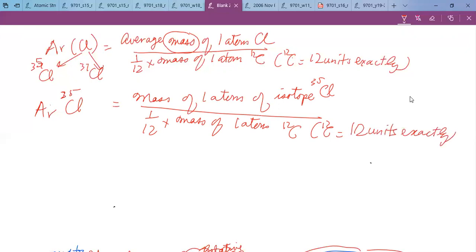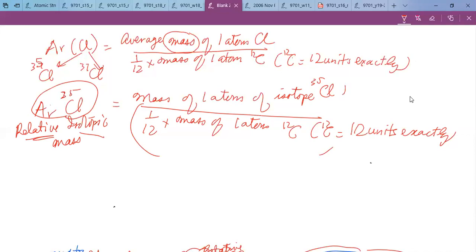Now this is called relative isotopic mass. Why relative? Compared to carbon 12. Isotopic, because I'm talking about that one particular isotope. Here, average means all the types, the two isotopes. So this AR is no longer called relative atomic mass. This is called relative isotopic mass. So I can have another AR for Cl37.